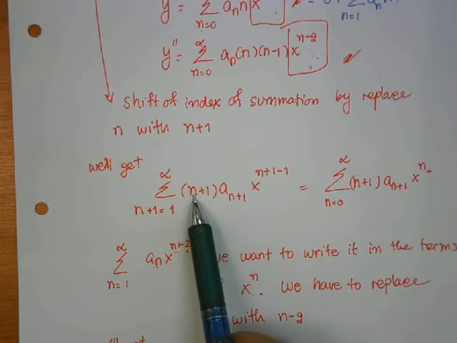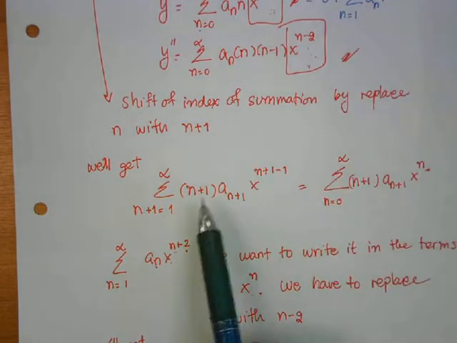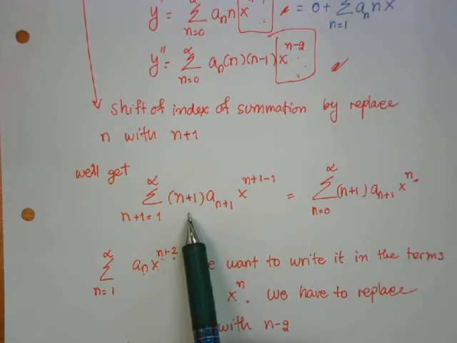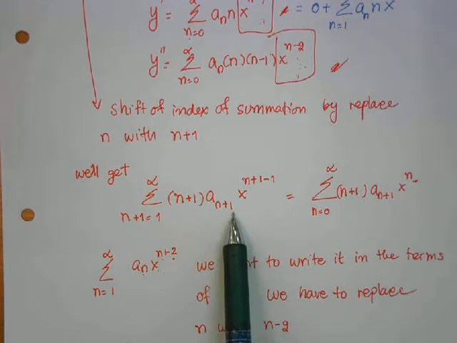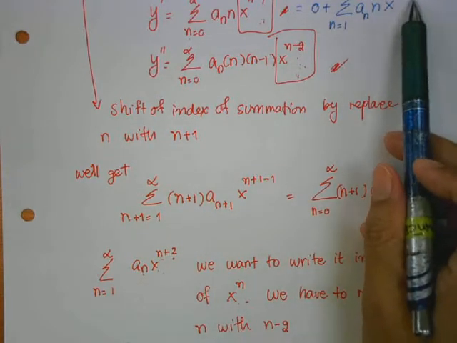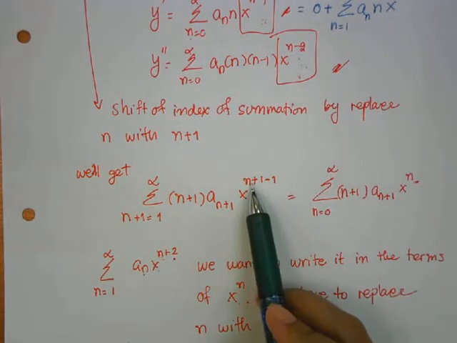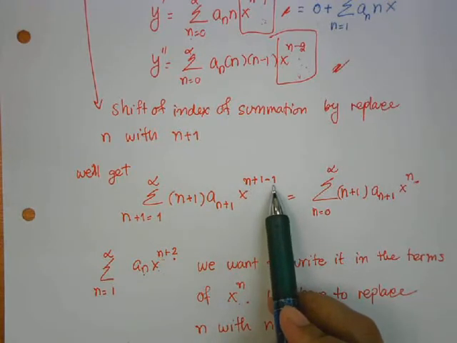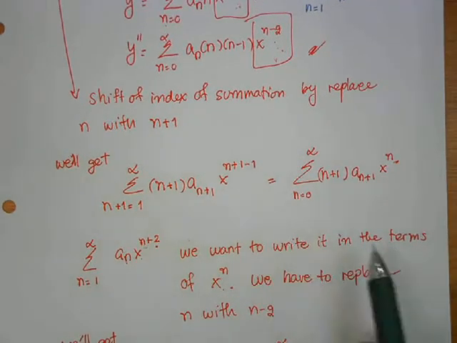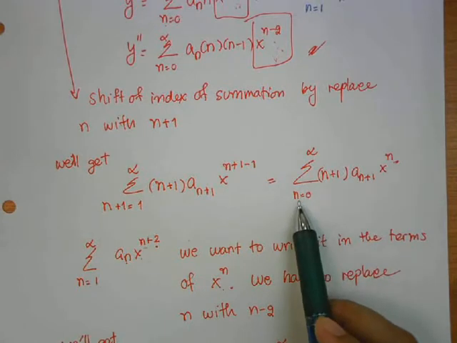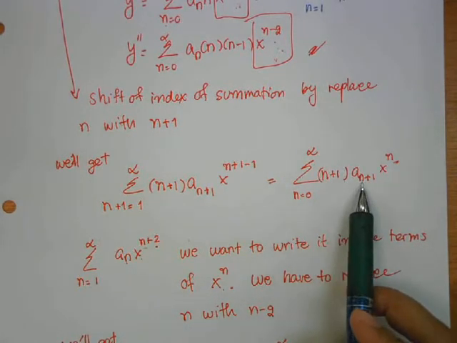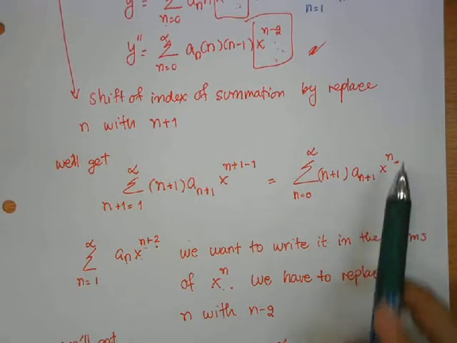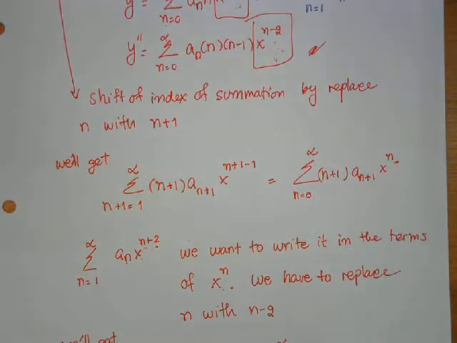And this n, you replace it with n plus 1. And a_n becomes a_(n+1), and x to the power of n minus 1 becomes x to the power of n plus 1 minus 1. By doing this, we would get the summation of n starting from 0 to infinity of (n plus 1) times a_(n+1) times x to the power n. And now we have the same power of x.